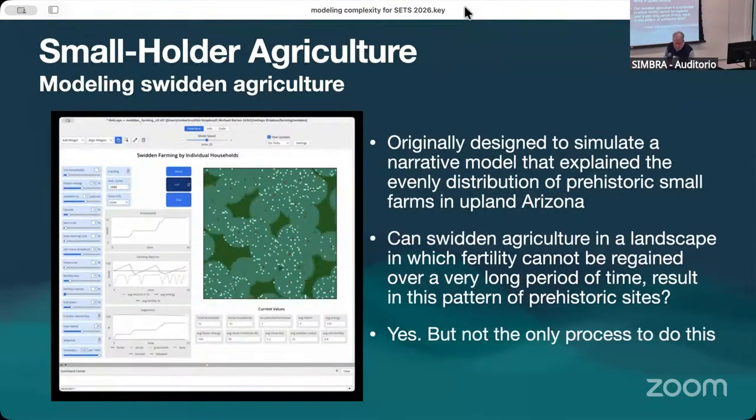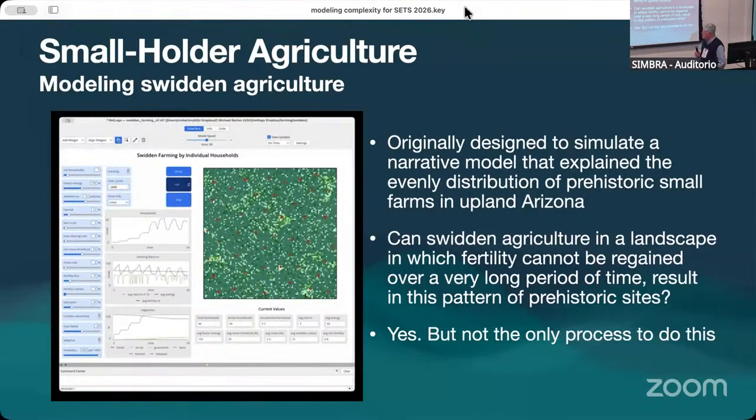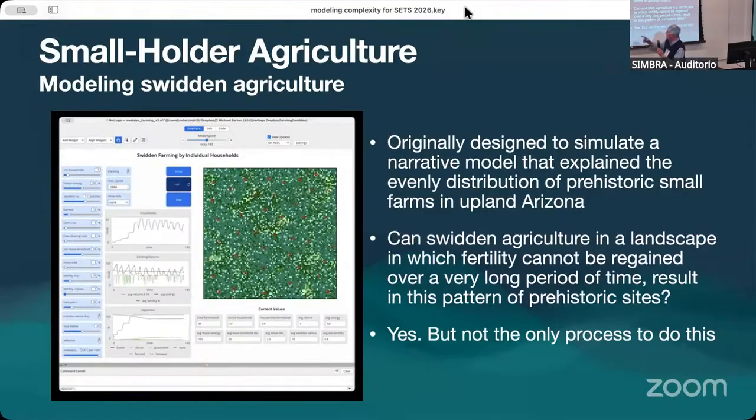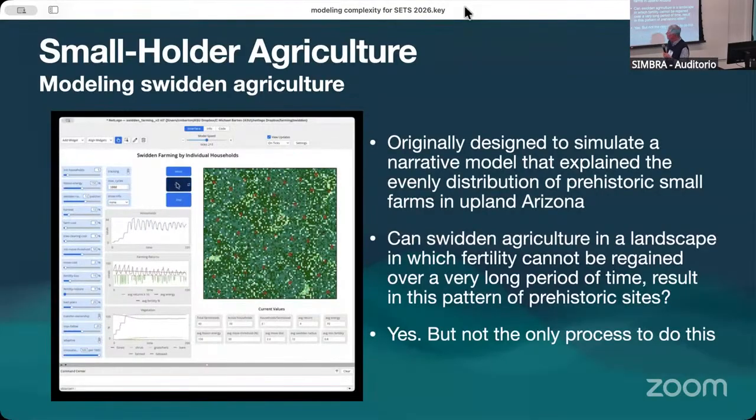And so you can see this is one run of it. And these little red things are the little farms. And eventually, if the soil is not fertile, they will all get abandoned. And then you end up with a nice evenly spaced distribution of farms. Now, it turns out that's not the only way you can get it, but that process does create the kind of record that we saw empirically. So I was happy about that.